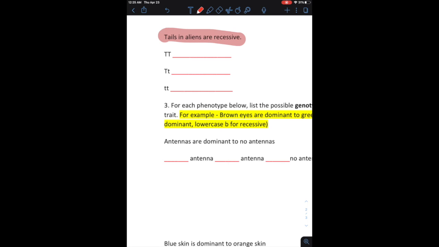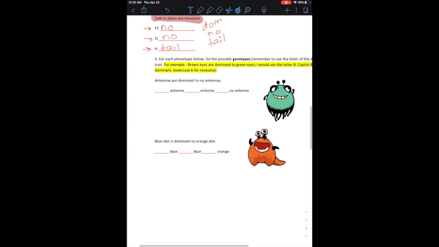Okay, now this one, it's telling you that tails are recessive. So what's going to be dominant? Well, no tails, right? Not having a tail. So here, 2 dominant. So the phenotype is going to be no tail, 2 recessive, this one will have a tail.